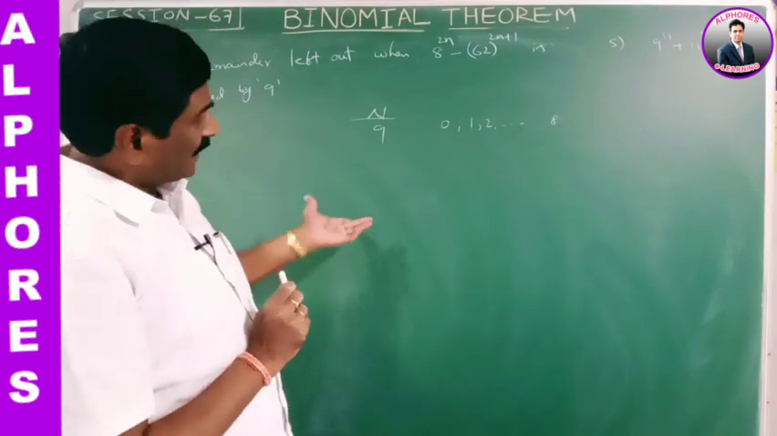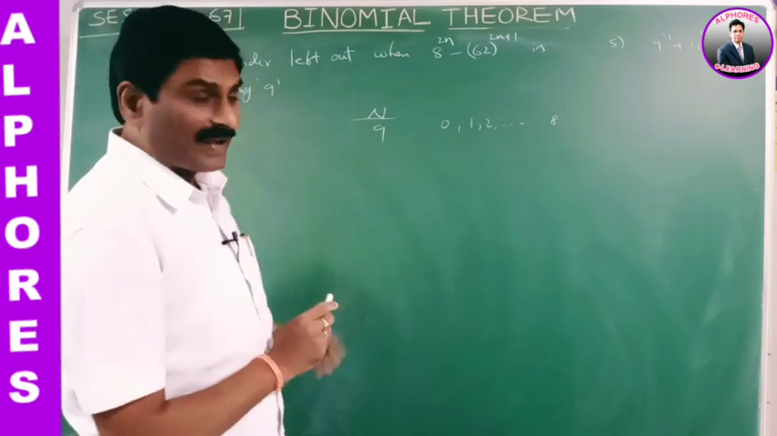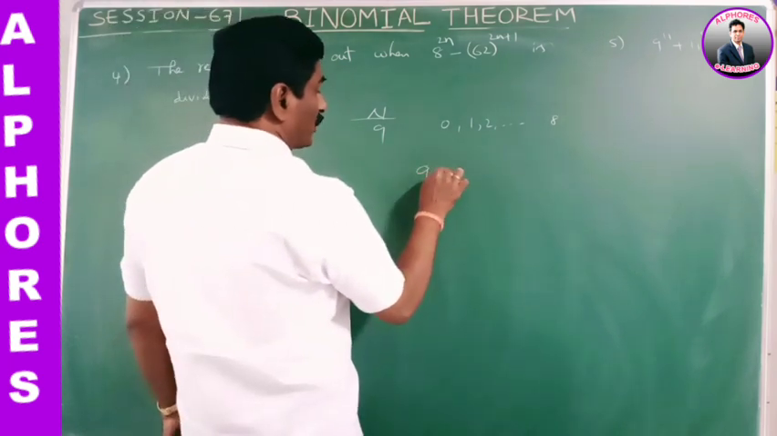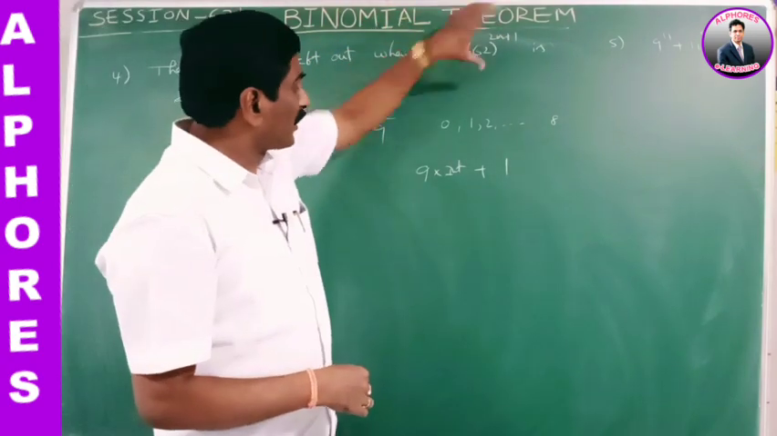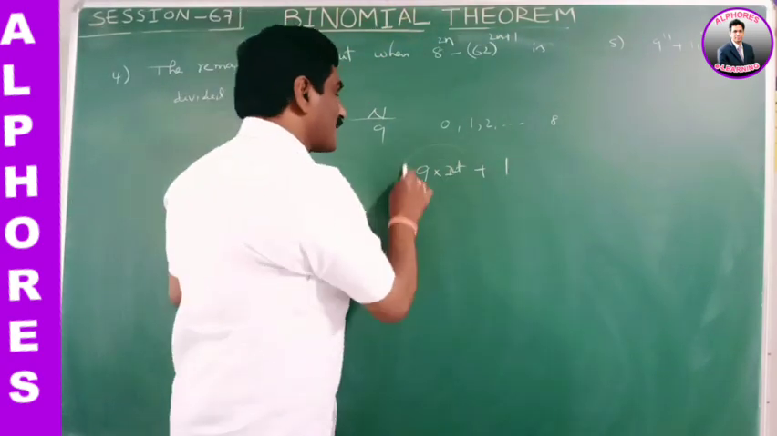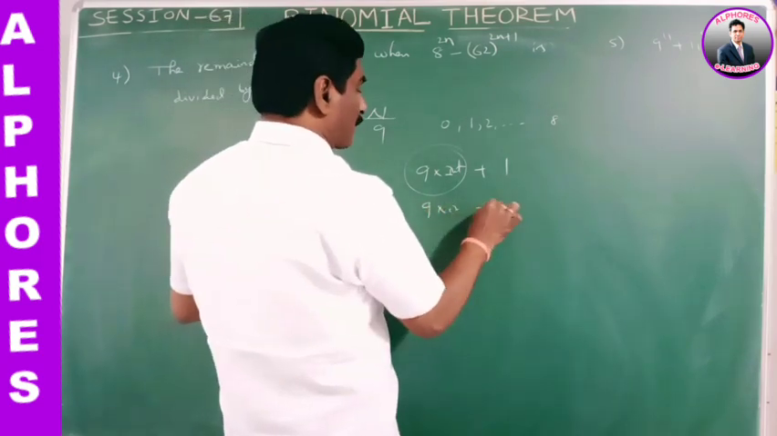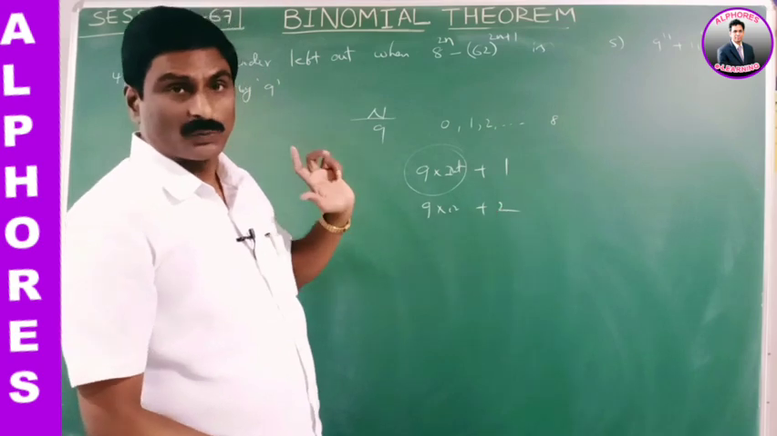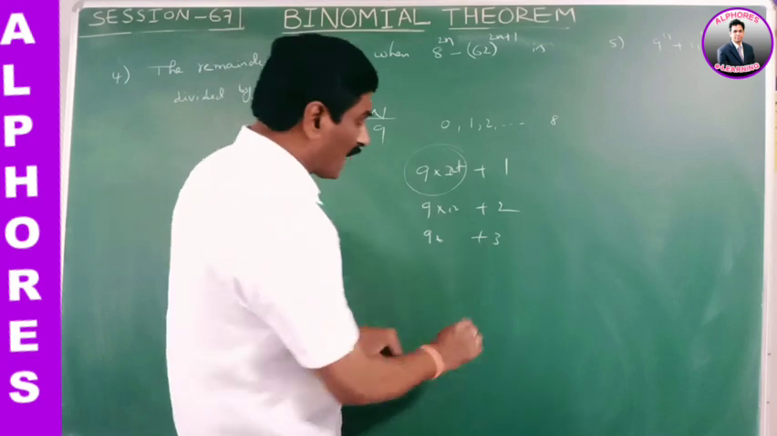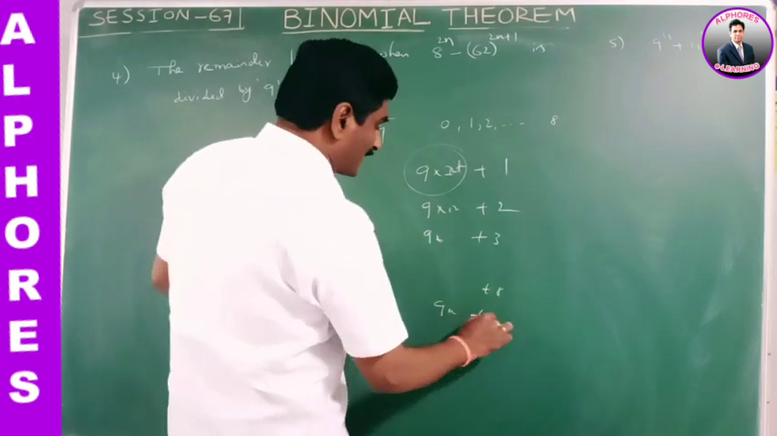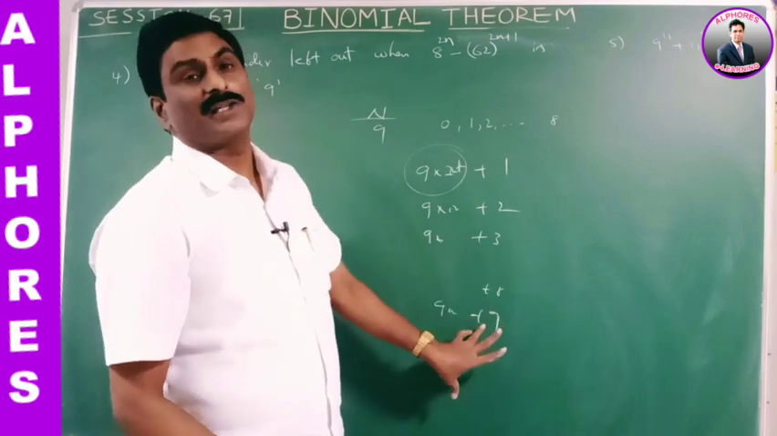The remainder is 0 when it is completely divided with 9. Remainder is 1 when it is in the form of 9 into some integer plus 1. This number can be reduced into 9 into some integer plus 1, then remainder is 1. Suppose it can be reduced into 9 into some integer plus 2, then remainder is 2. 9 into some integer plus 3, then remainder is 3. So on up to 8. Suppose 9 into some integer plus 9, that means 9 is the common term, 9 into again integer plus 0. That means remainder is 0.